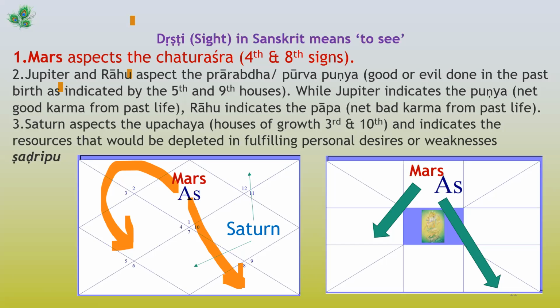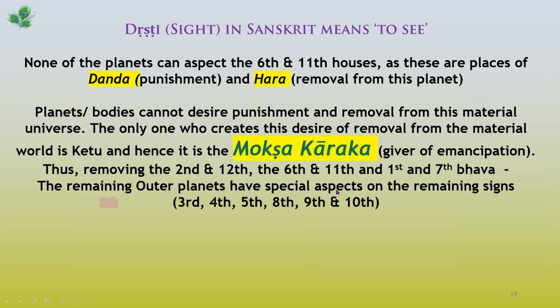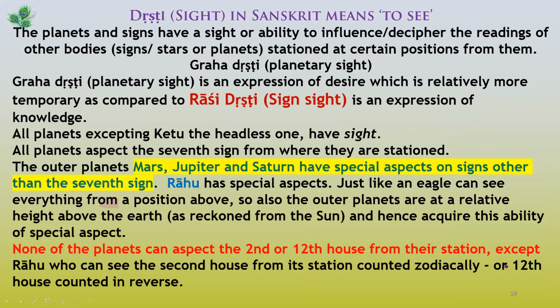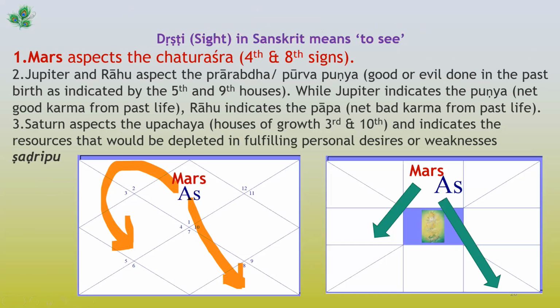So everybody clear on that? So now we come to the third one. Basically Jupiter and Rahu have a similar aspect. The 5th and 9th aspect, Rahu and Jupiter both have, but Rahu has an additional second aspect, as we saw here. Remember here I said the 12th house counted in reverse. So that is Rahu's extra aspect, and you have to be aware that Rahu aspects that as well.